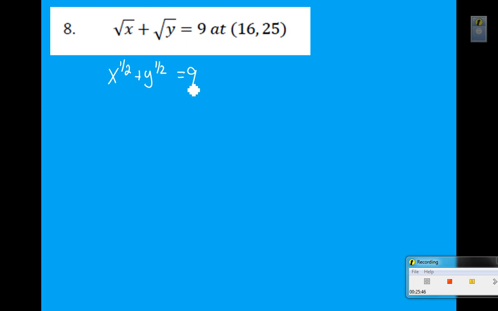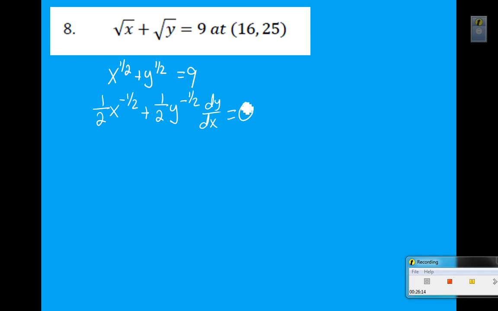And then we're just going to find the slope at the point (16, 25). Well, let's find the derivative of this. So the derivative of this is going to be 1/2 x to the negative 1/2 plus 1/2 y to the negative 1/2 dy/dx equals 0. Now you've got a lot of leeway. You just got to get dy/dx by itself.